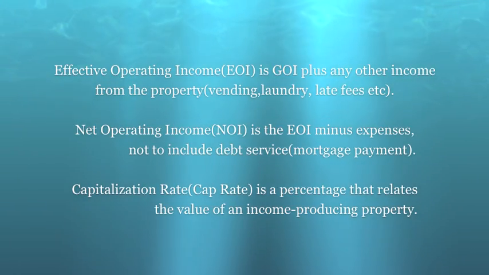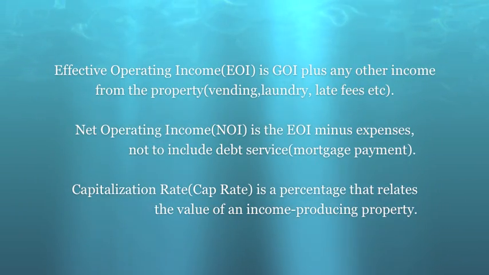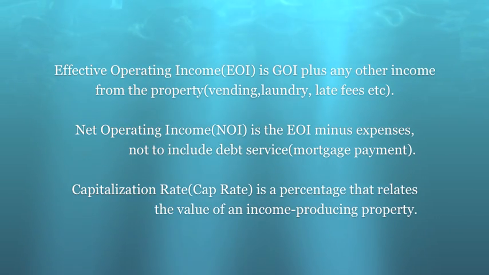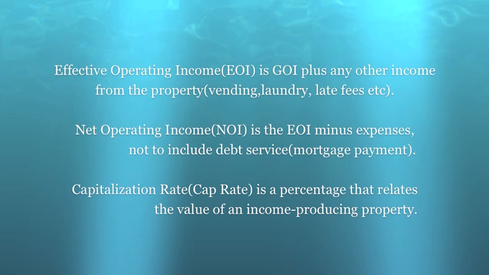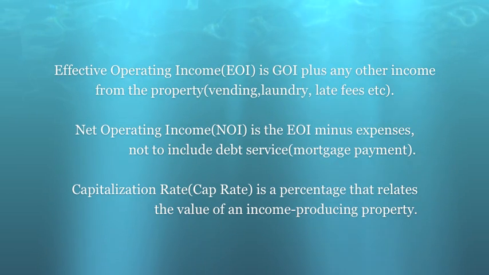Another term to be familiar with is the effective operating income. This is your gross operating income plus any other income that the property generates for you. Your net operating income is your effective operating income minus all expenses of the property. However, this does not include your debt service.